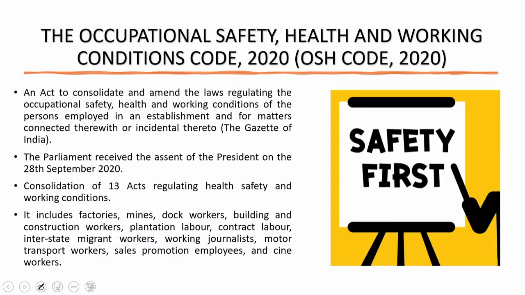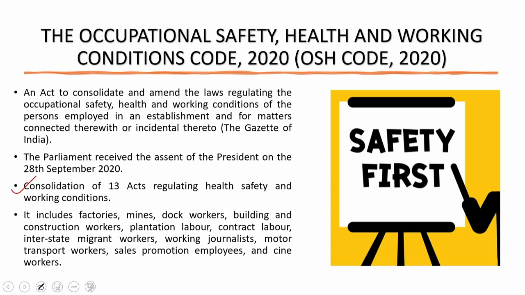When you look into this particular act, the Occupational Safety, Health and Working Conditions Code, we'll see that the act is there to consolidate and amend the laws relating to the occupational safety, occupational health and working conditions of the persons employed in an establishment and for matters connected therewith or incidental thereto. This is what the Gazette of India tells us. Let's understand this. The code is meant to consolidate and amend the laws relating to occupational safety, health and working conditions of the persons employed in an establishment. The code consolidates 13 acts.